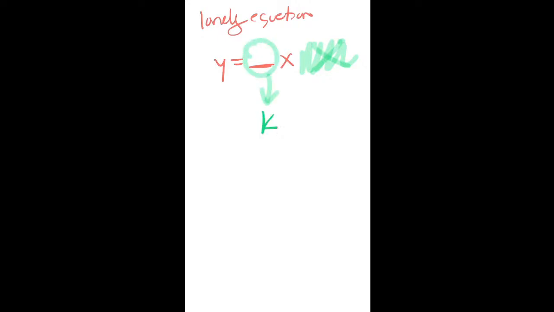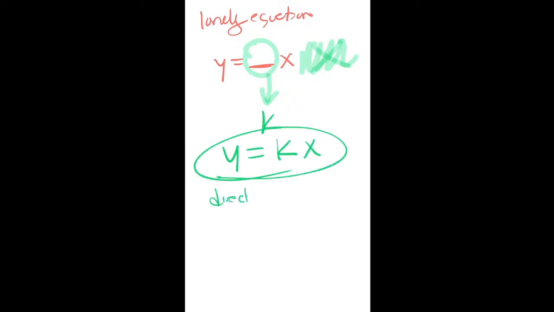Just remember that for these type of equations, it's always a lonely equation, and that lonely equation is defined by y equals something times x. And that something can be anything because there's nothing else out here. Okay, there's nothing else out here. So whatever number is here, we call the letter k. So y equals kx is your equation for directly varied variables, or direct proportion.